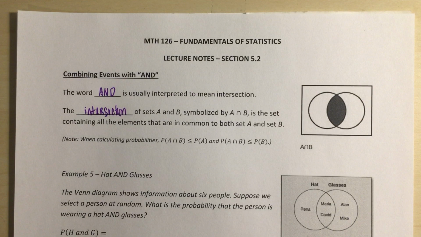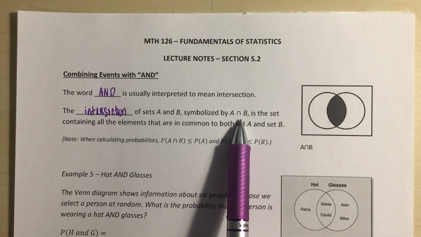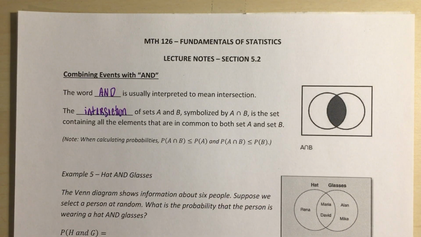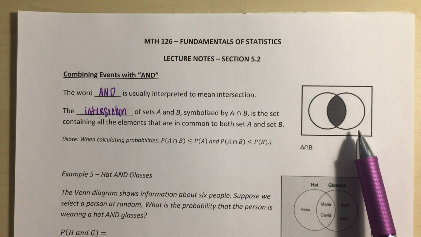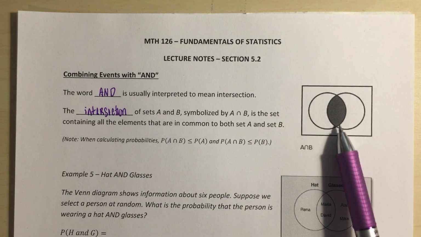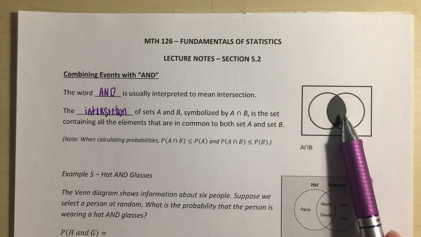We use an upside down U, so there's our notation for intersection, a set containing all elements that are in common to both set A and B. So if we look at this little image here, if one of these is set A, one of these is set B, they intersect, right? They overlap in this middle area.